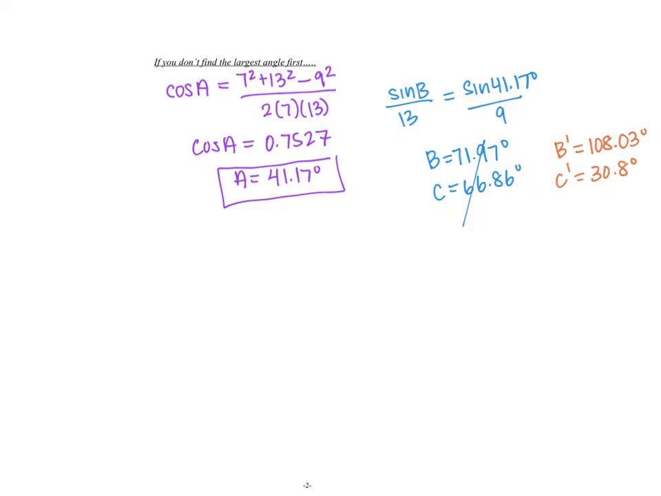Okay, let me check and see if my alternate answer worked. So for now I have A is 41, B prime 108, C prime 30.8. B should be opposite the largest side, which it is. C prime is the smallest angle, and it should be opposite the smallest side, which means this medium angle is across from the medium side, which is how I know that this answer is valid. And of course, if I had found the largest angle first, I wouldn't have had to go through that whole process.